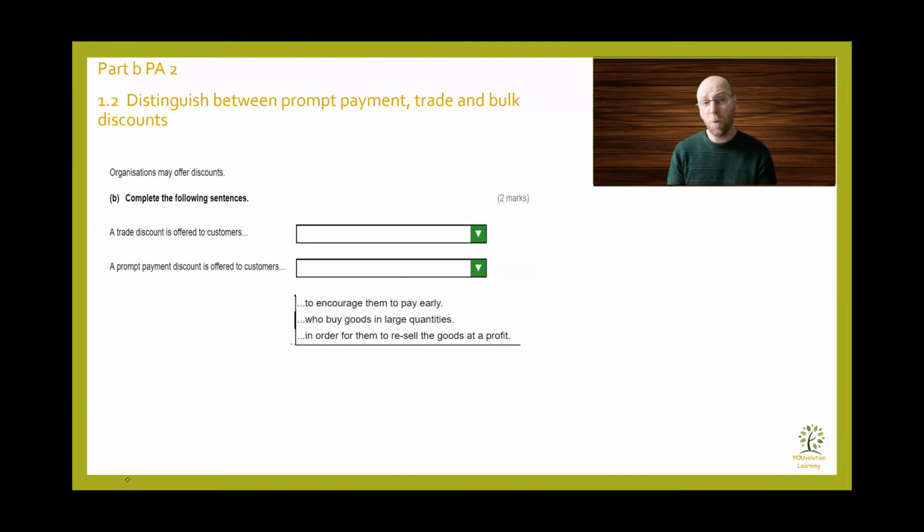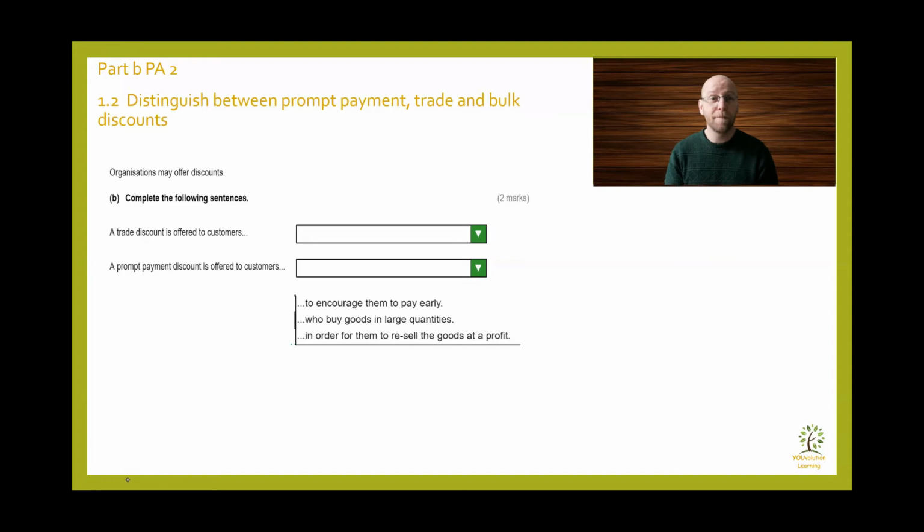Okay, so the options that we've got are to encourage them to pay early, who buys goods in large quantities, and in order for them to resell the goods at a profit. Now that's the one I have an issue with, but I'll come to that in a second. So the first one says a trade discount is offered to customers. So we've got 3 options, and the second one says a prompt payment discount is offered to customers, and then we just need to select the answer. So I'm going to look at the prompt payment one first.